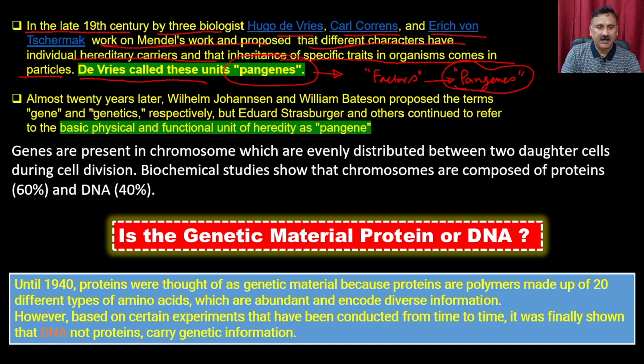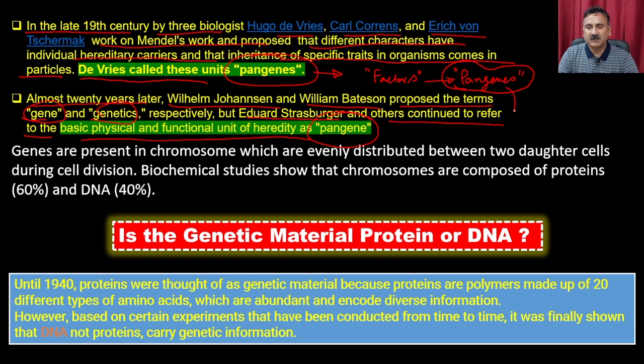But almost 20 years later, William Johannsen and William Bateson proposed the terms gene and genetics respectively, but Eduard Strasburger and others continued to refer to the basic physical and functional unit of heredity as the pangene. So basically from the pangene it becomes gene, and the gene was being considered to be a responsible factor.